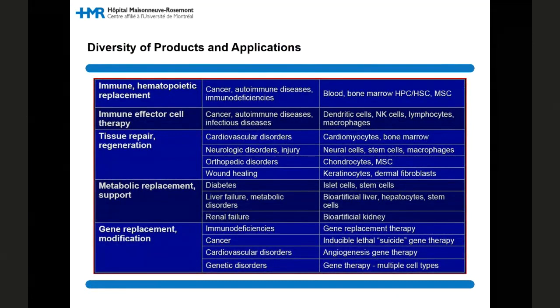So here I've listed a number of products to give you some examples. Clearly, as you can see, they go from the arena of immune disorders, immune effector cells, tissue repair, metabolic replacement, gene replacement, and there are various teams throughout Canada. And Canada is really in a leadership position in terms of cell therapies, and we have wonderful researchers. I'm sure many are on the line right now that are doing groundbreaking work and will bring novel cell therapies into the market.